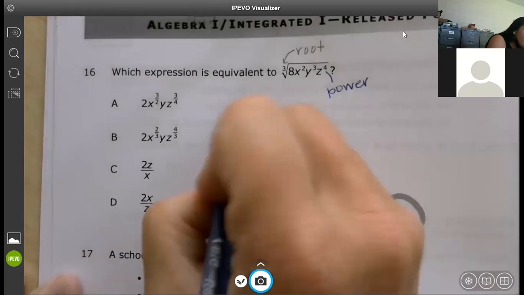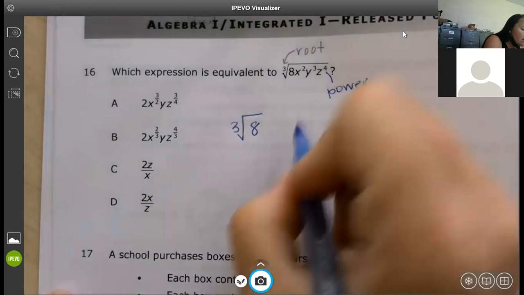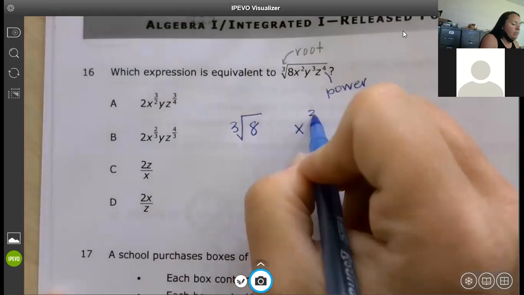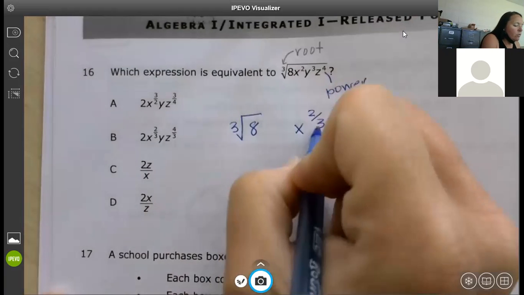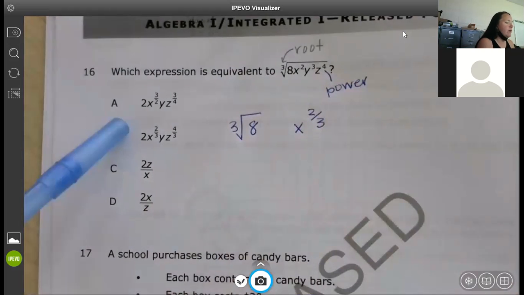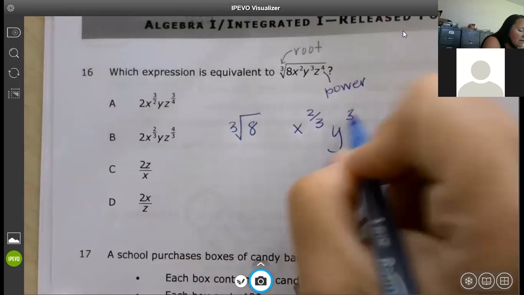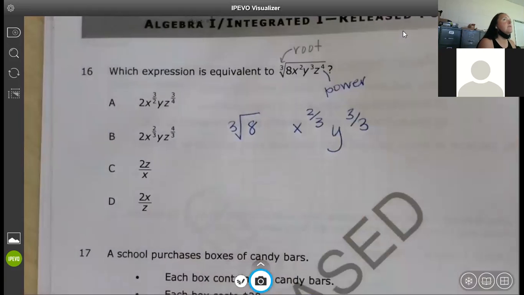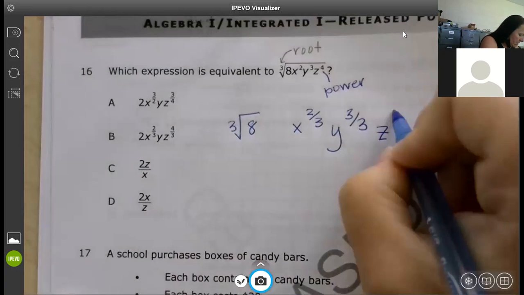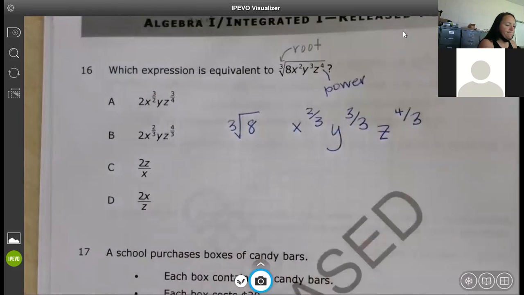So we can do the cube root of 8 in our calculator. That's the part we can do. Then when you get the x, the power goes on top, the root goes on the bottom. That's all you have to do to fix this. So that's how you make it look like this right here. Same thing with the y, the power goes on top, the root goes on the bottom. And the same thing with the z, the power on the top, the root on the bottom.